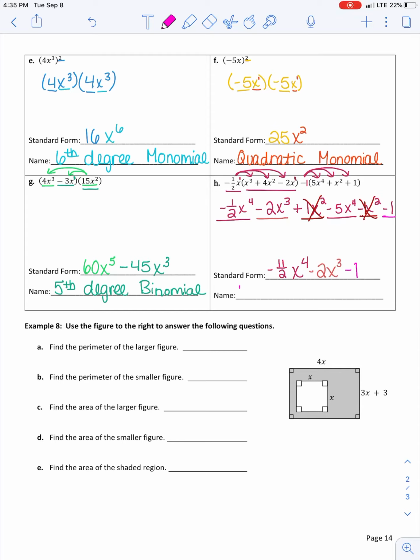This would end up being a 4th degree trinomial, because I have 3 terms and my highest degree is 4.